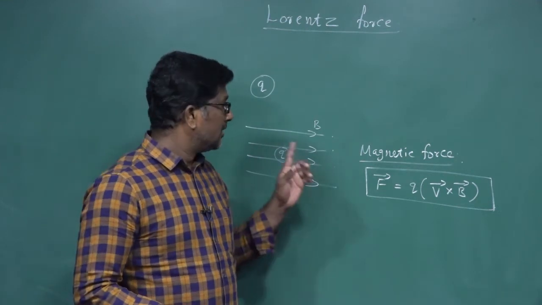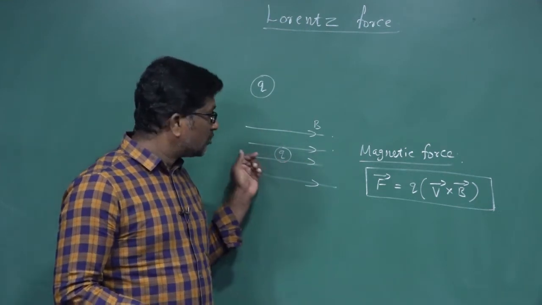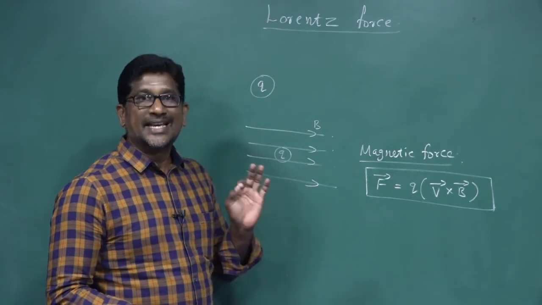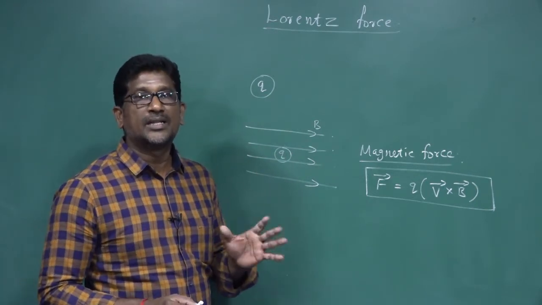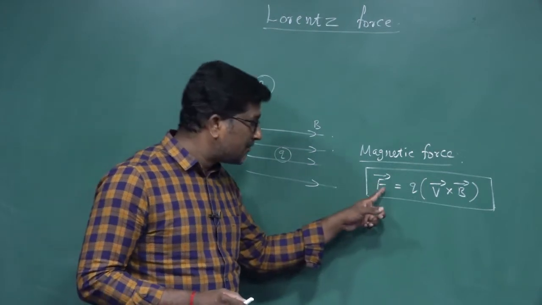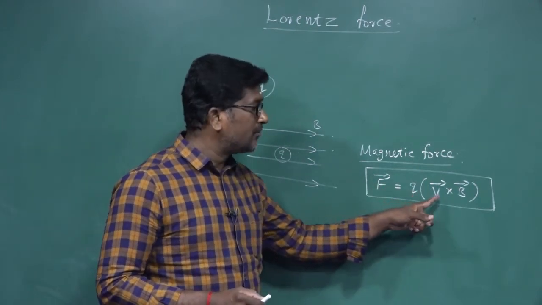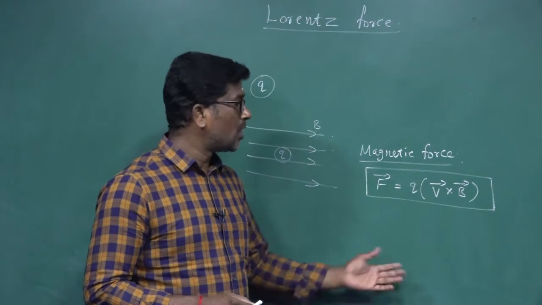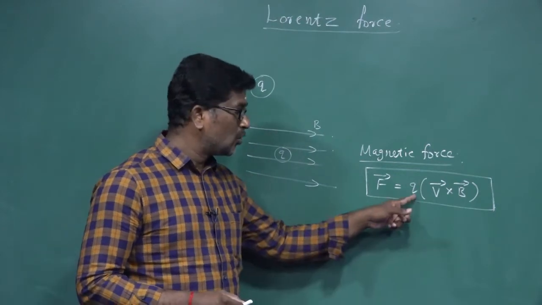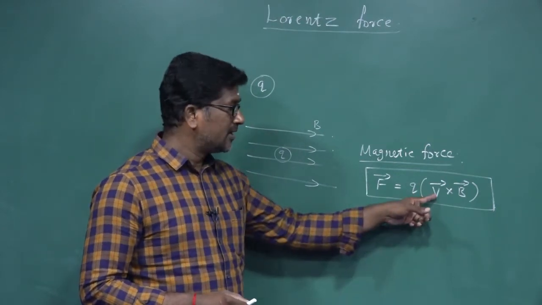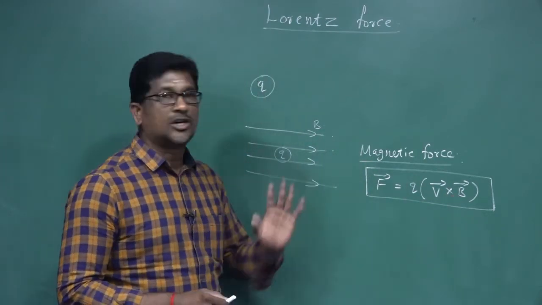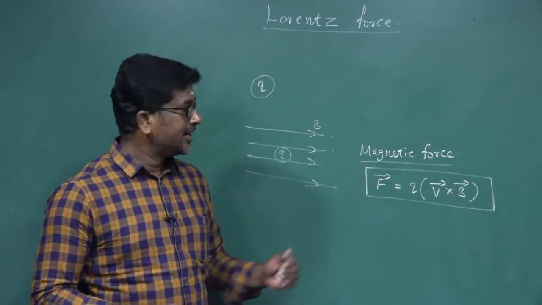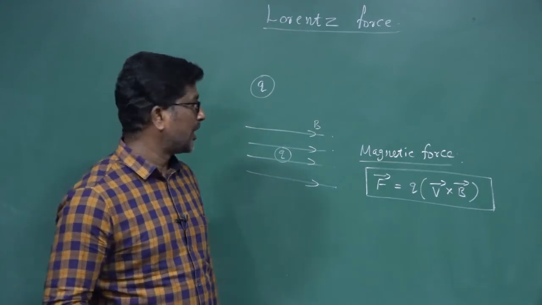Are you clear? If any electric charge is moving inside the magnetic field, it experiences a magnetic force. The magnetic force experienced by the particle is given by F vector is equal to Q of V vector cross B vector. Q is the magnitude of the charge, V is the velocity of the charged particle, and B is the magnetic field in which the charged particle moves.